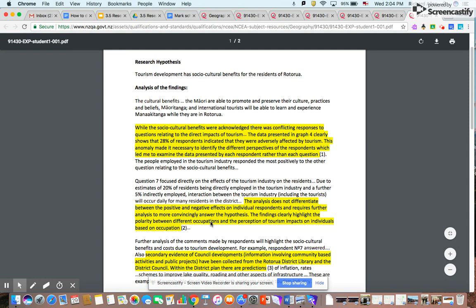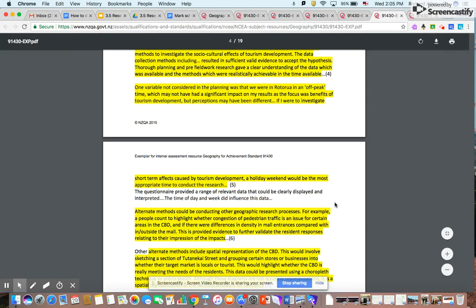Individual respondents. And this here helps them to use more of their geographic wording. So the more geographic wording you use, the more you show it's about data, that is very important. Now let's have a look at here. They've got an excellence for their evaluation. They've talked about the strengths and weaknesses. So here's one variable which was not considered was the Rotorua and an off-peak time. So you've got to think about the time, the place, and they've got an alternative method here.